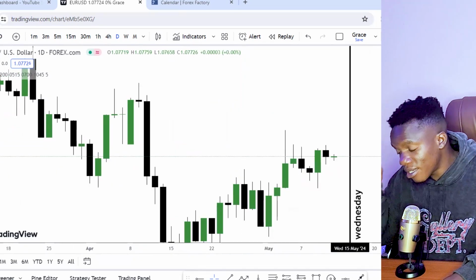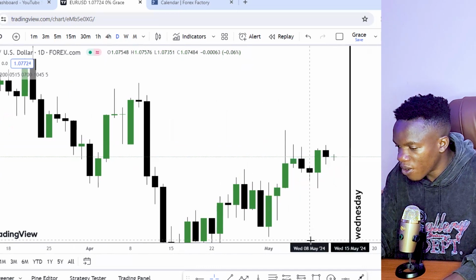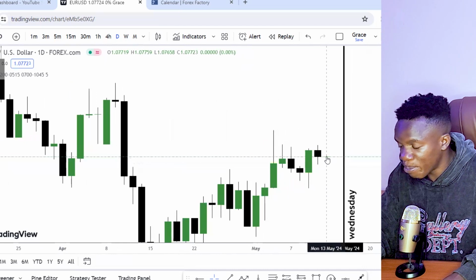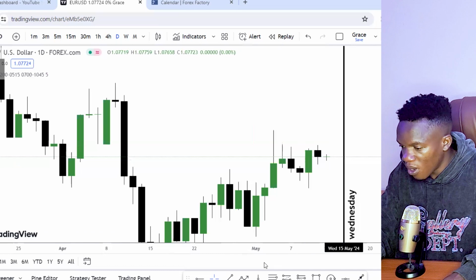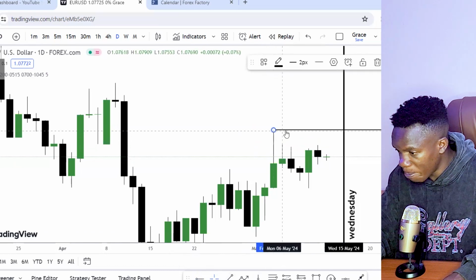Now, if I was to trade this Wednesday price action, this CPI day, this is what I'm going to do. Of course, today is Monday. I know very well that price action is not going to set today. There's not going to be a bearish day today. So I'm looking at price to take out this high right here.